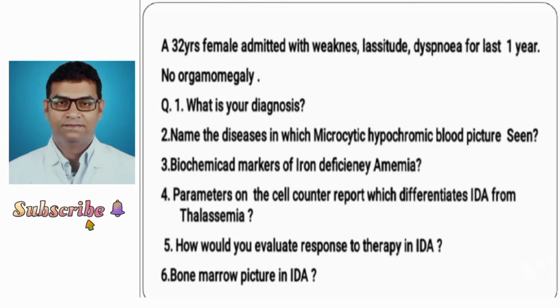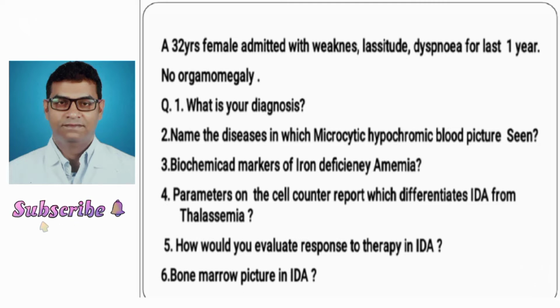Parameters on the cell counter report which differentiate IDA from thalassemia. RDW, red cell distribution width, is more than 15% in iron deficiency anemia and less than 15% in thalassemia trait. How would you evaluate response to therapy in iron deficiency anemia? By reticulocyte count on the day 7 of the iron therapy, you can evaluate the response to therapy in iron deficiency anemia.